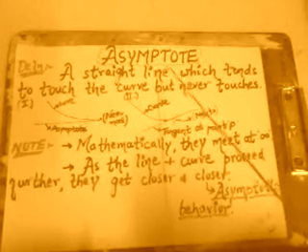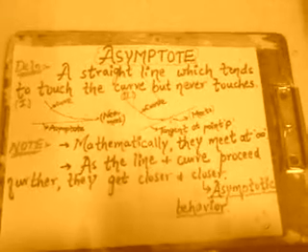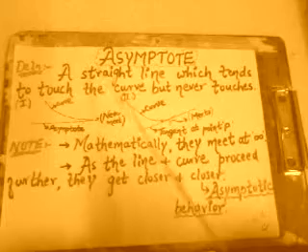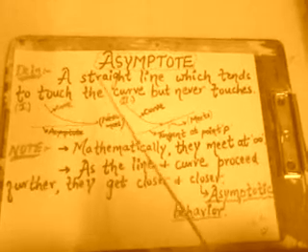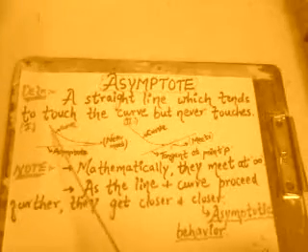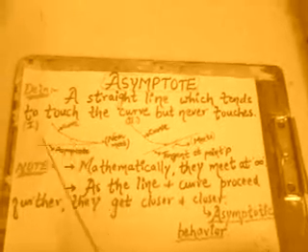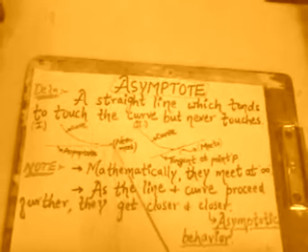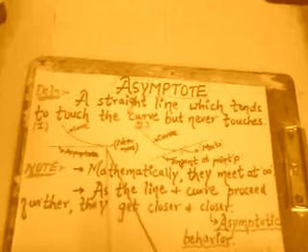Today's session is about asymptote. Let's see the definition. A straight line which tends to touch the curve but never touches is called an asymptote. So for example, I have a curve and I have an asymptote out here. They never meet. They try to come closer, but they never meet.